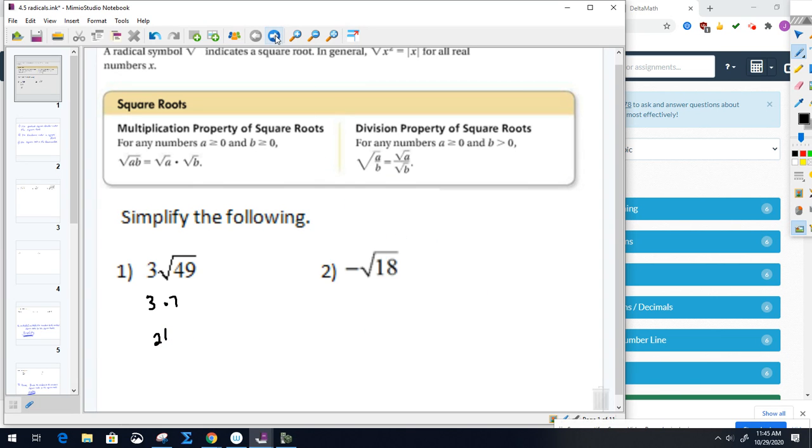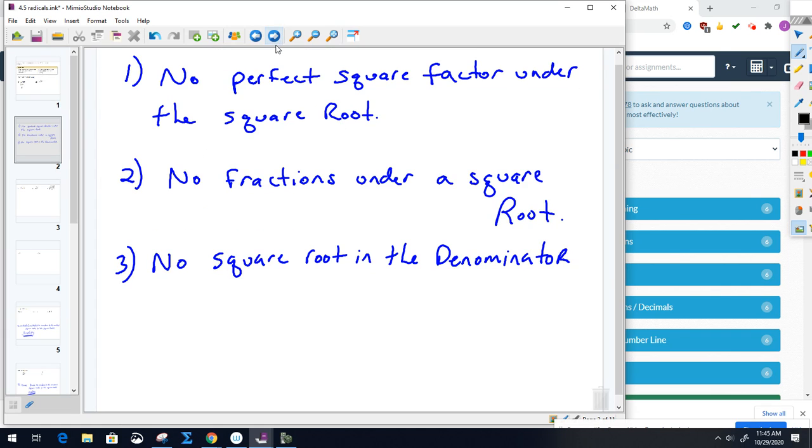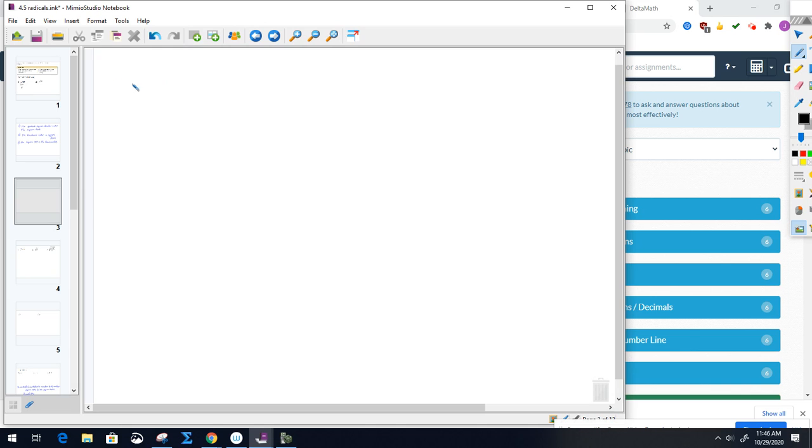Okay, so the next thing we're going to take a look at is what are the three rules to have a simplified radical. And rule number one is you can have no perfect square factor under the square root. So I can have no perfect square factor underneath the radical symbol. What is a perfect square factor? And this is going to be a very important list for us to write down, numbers that you should be familiar with. 1, 4, 9, 16, 25, 36, 49, 64, 81, 100.